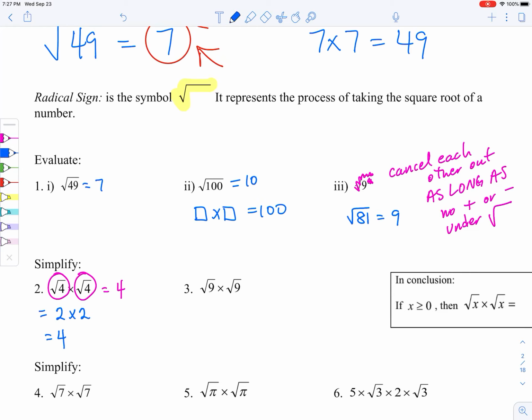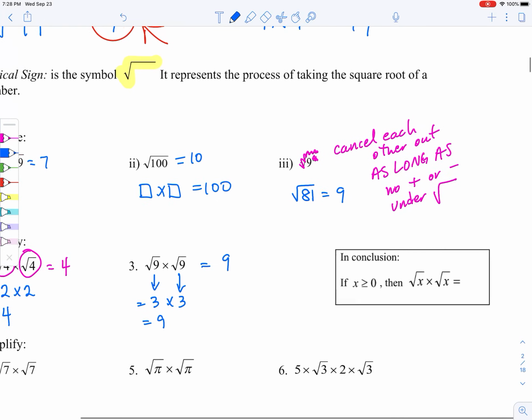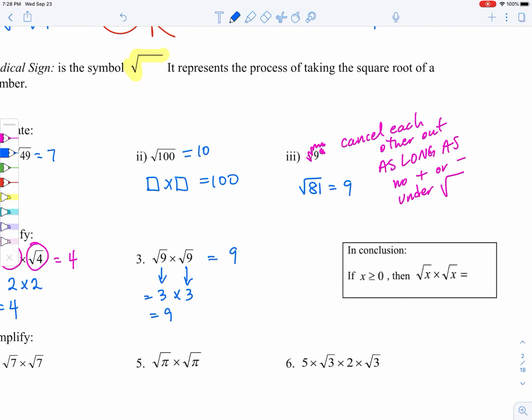So if we use that trick for number 9, square root 9 times square root 9 would just equal 9. But let's check and see. Square root of the first 9 would be 3. Square root of the second 9 is also 3. And 3 times 3 equals 9. So this trick is super useful. So in conclusion, if x is greater than 0, that means if it's positive, then the root of x times the root of x is just going to give us x. So that is a super useful rule. Oh, I don't know why I made it purple.